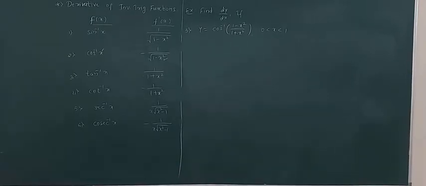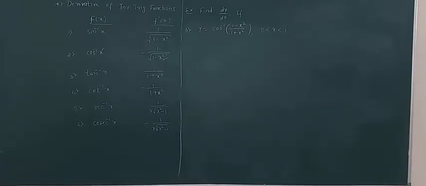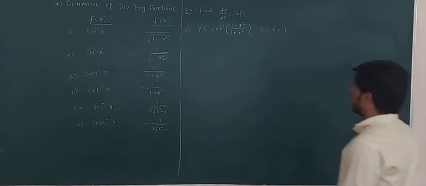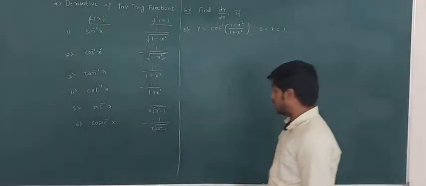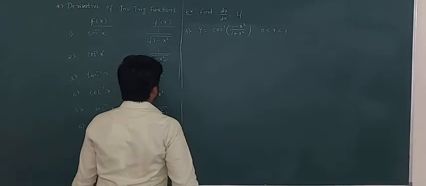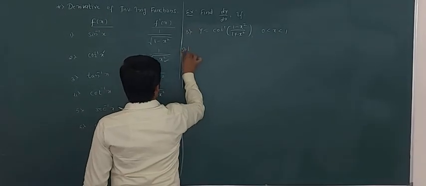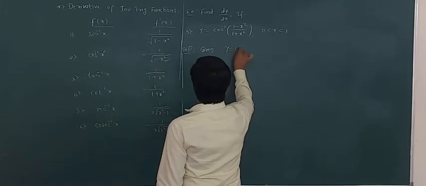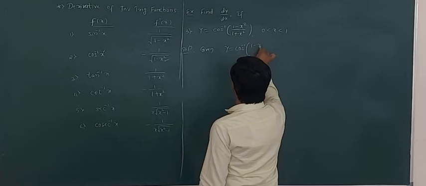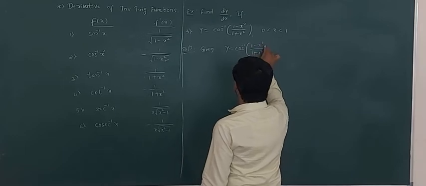Let's consider the next example. If y equals cos inverse of (1 minus x square) divided by (1 plus x square), where x lies between 0 and 1. So again here also we have to find dy by dx. Solution. So here given is y equals cos inverse of (1 minus x square) divided by (1 plus x square).